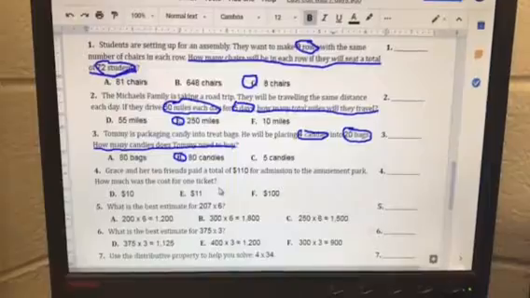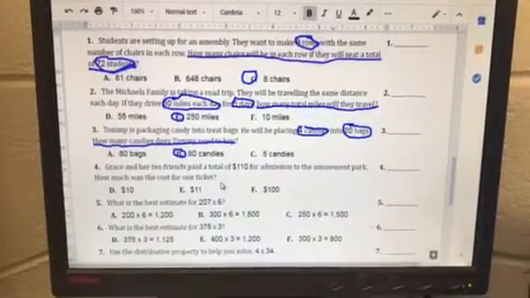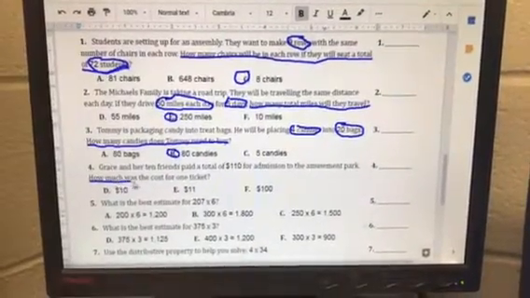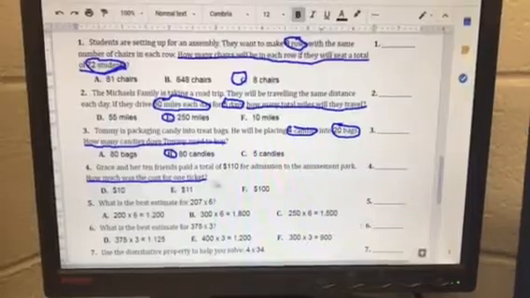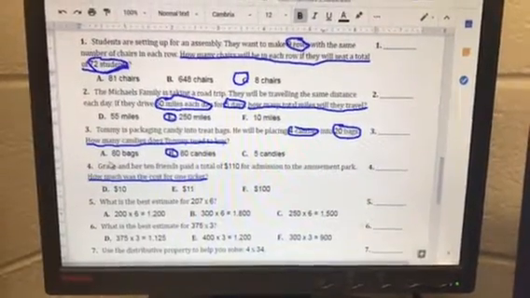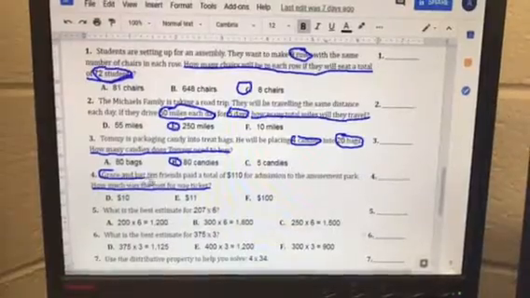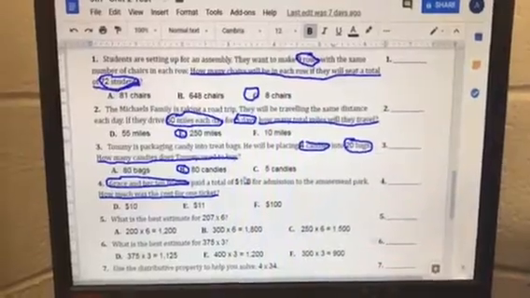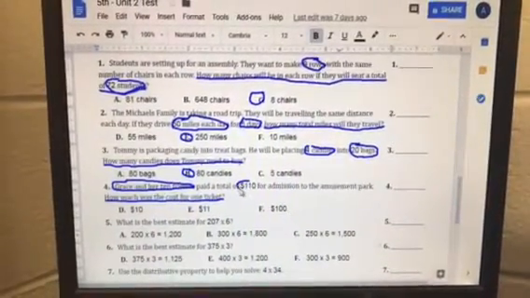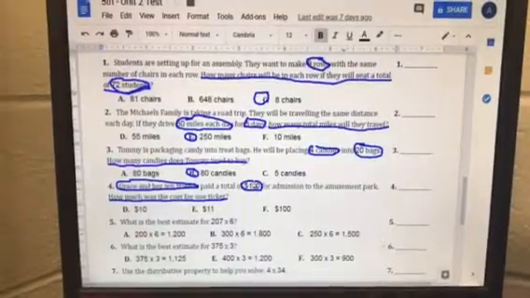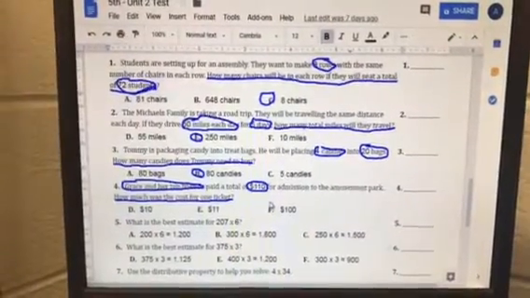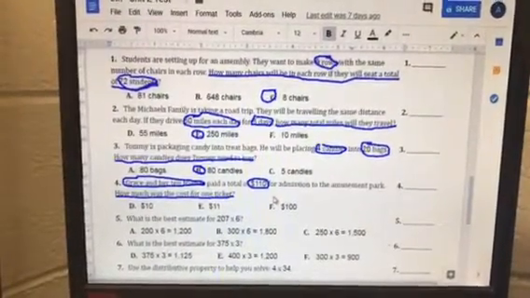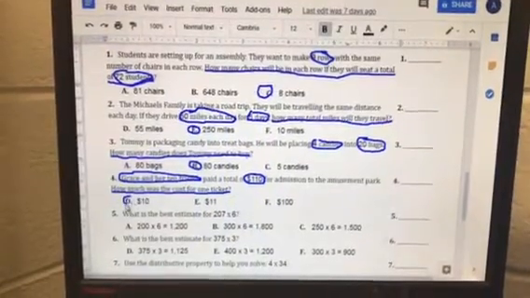Number 4 is Grace and her 10 friends paid a total of $110 for admission to the amusement park. How much was the cost for one ticket? So here we need to make sure we read very carefully. One piece of information is the amount of people is Grace and her 10 friends. If we think about that, that's 11 people. And we have another piece of information, which is the cost total was $110. So in this problem, we're taking $110 divided by 11, which gives us a total of $10. D.